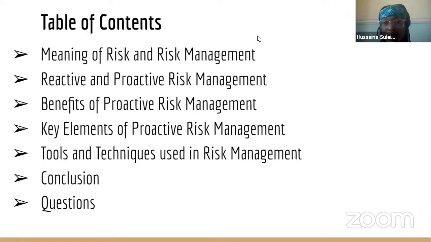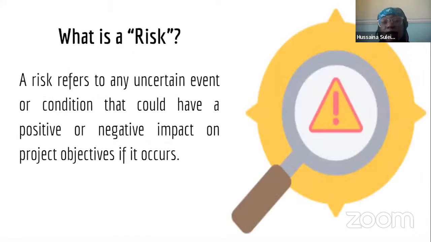All right, so I'll be talking about risk and risk management. Then we're also going to be looking at the two types of risk management, which is reactive and proactive. Then the benefits of proactive risk management, which is a better approach. The key elements of proactive risk management, tools and techniques used in risk management. And then we'll conclude before we take some questions. So to start, we'll say what is a risk?